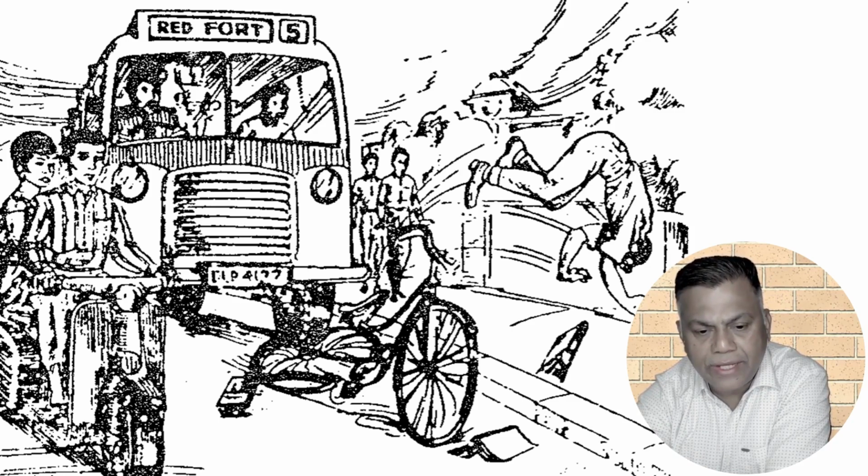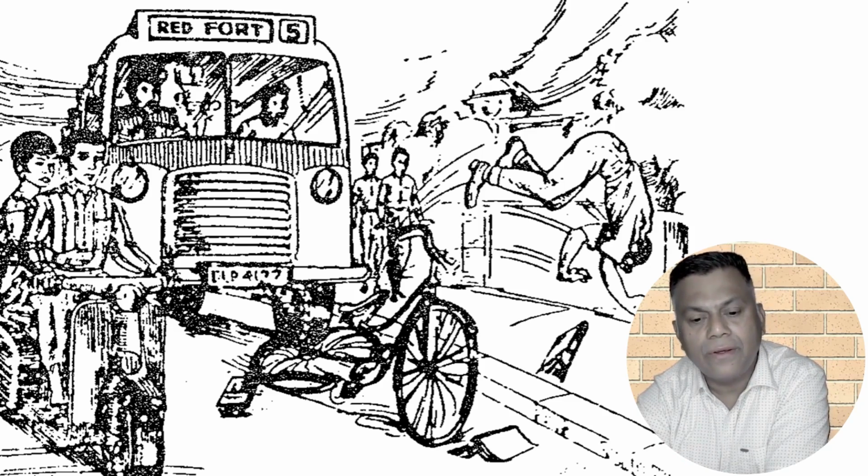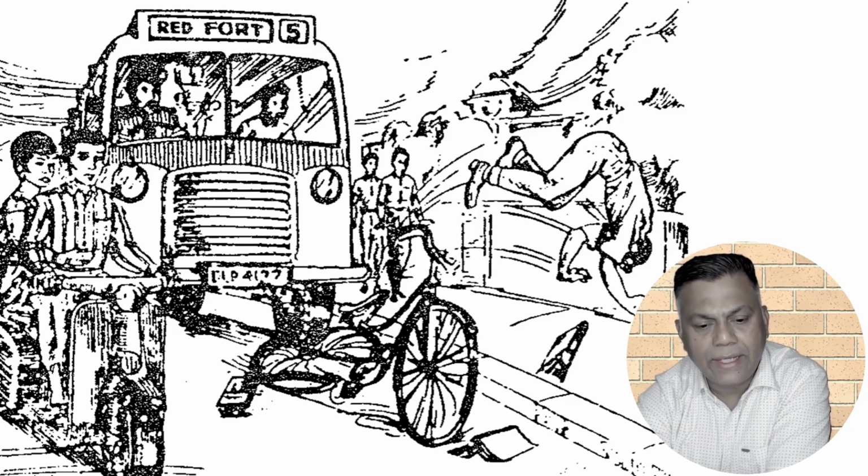The boys are wearing half shirt and trousers. They are walking alongside the bus on the footpath. You can see the footpath where the boy is going to fall down. The cycle is in the process of falling. The seat part is already down. The front part has to go down.